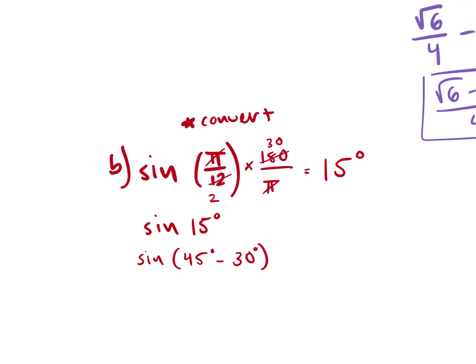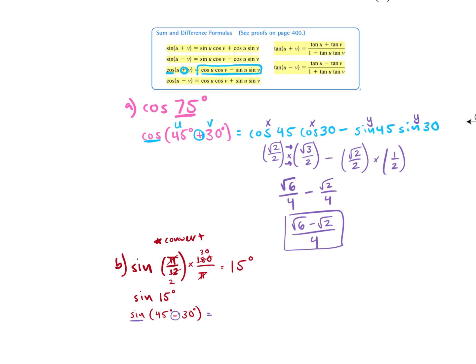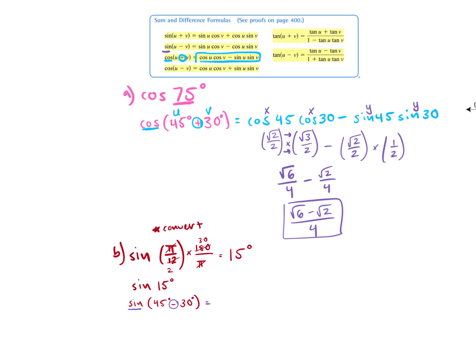So now we can use our sum and difference formulas. We're looking for the one that has sine with a minus in the middle. So looking at our formulas up here, sine with a minus in the middle would be the second equation. So the first number is going to be our u, second number will be the v. So sine of 45 times cosine of 30 minus cosine of u, which is 45, times sine of 30.